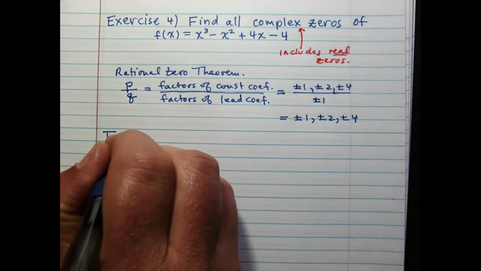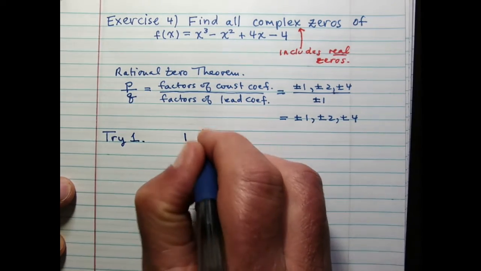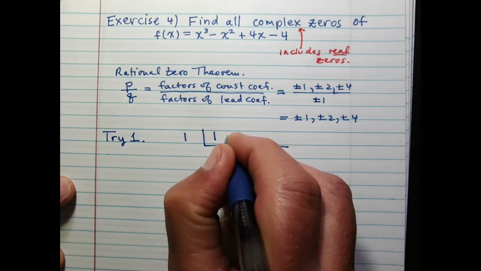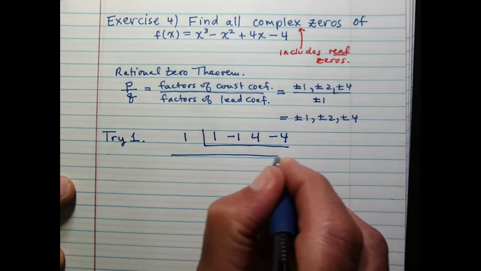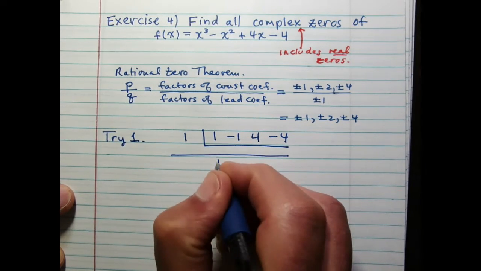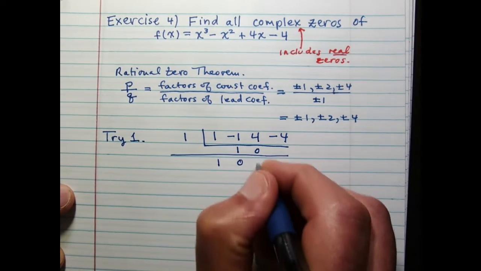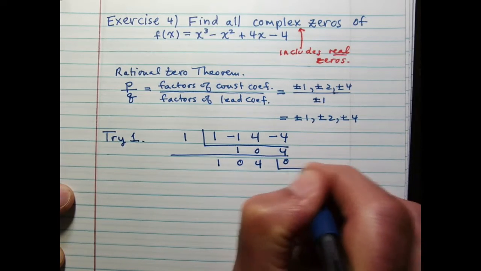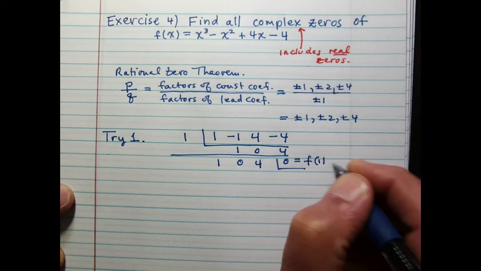Let's try 1. And so I'm going to do my synthetic division. Take the coefficients 1, -1, 4, -4 from the original polynomial. And so I bring down this 1. 1 times 1 is 1. Add these, I get 0. 0 times 1 is 0. Add these, I get 4. 4 times 1 is 4. Add these, I get 0. So here f of 1 is 0.